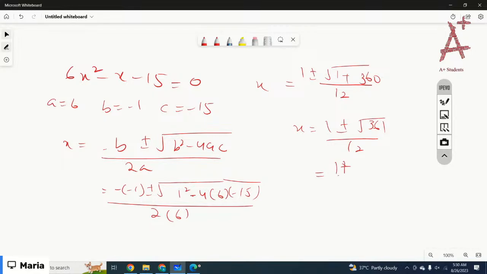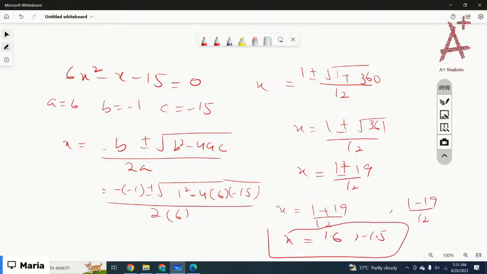so it would be 1 plus minus 19 over 12. So x has two values, 1 plus 19 over 12 and 1 minus 19 over 12. 19 plus 1 is 20 and 20 divided by 12 is 1.6, and negative 18 divided by 12 is negative 1.5. So x has two roots, they are 1.6 and negative 1.5.